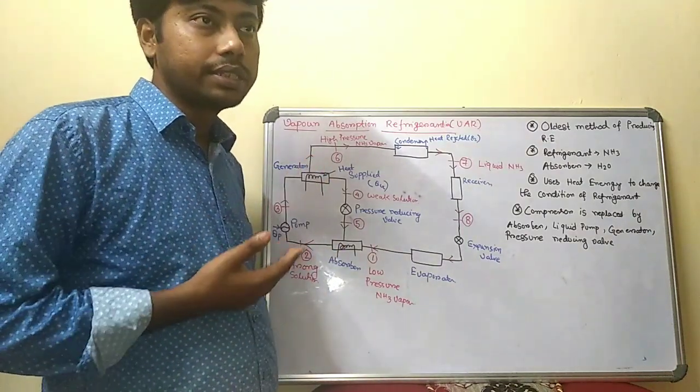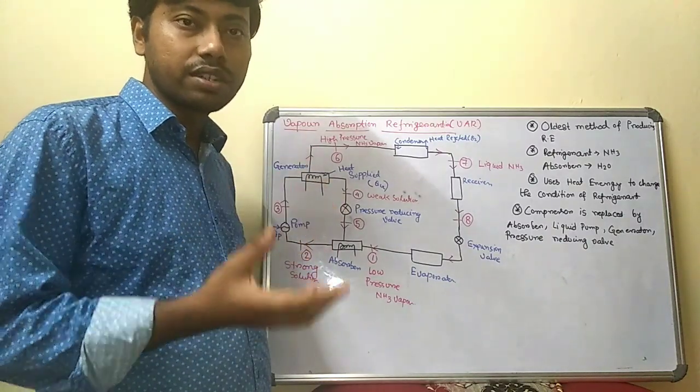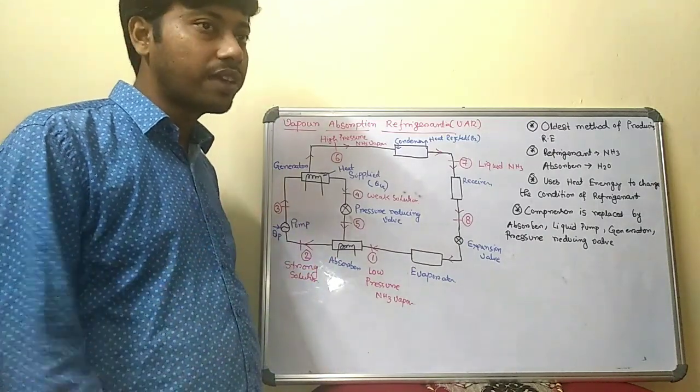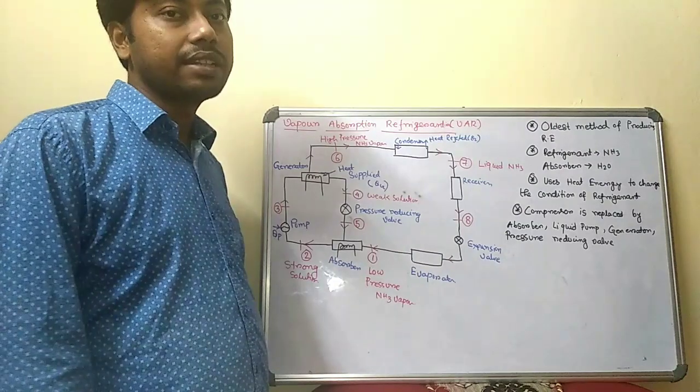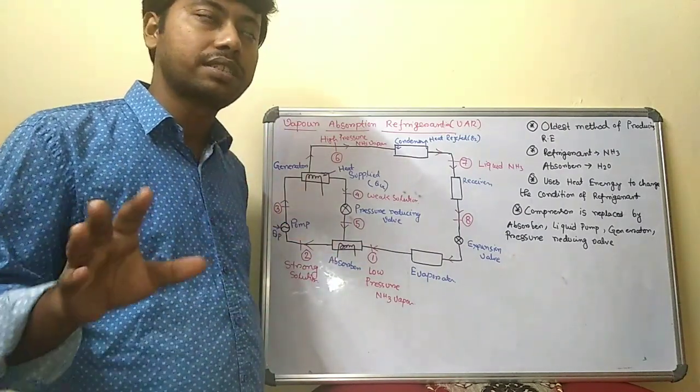We also discussed what the different types of refrigerant are that are used in our refrigeration unit. As you know, VCR is the vapor compression refrigeration cycle. There are two types of refrigeration cycle: one is the vapor compression refrigeration cycle, and the other is the vapor absorption refrigeration cycle.